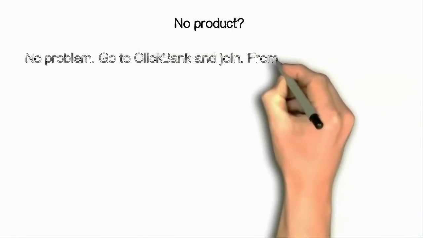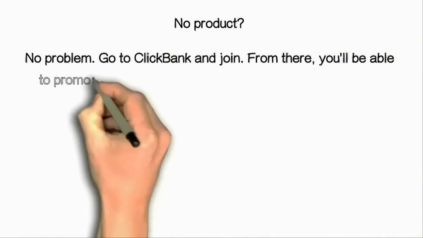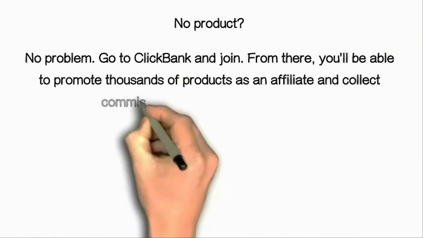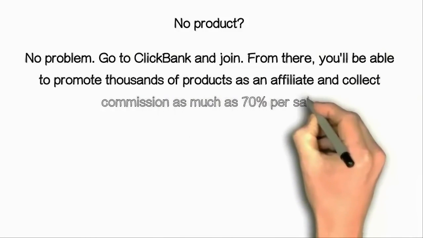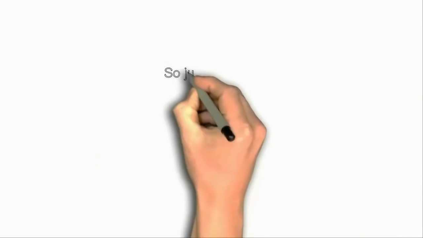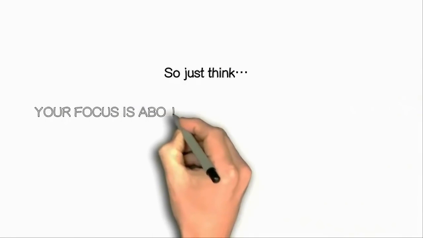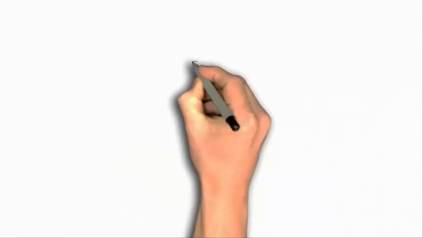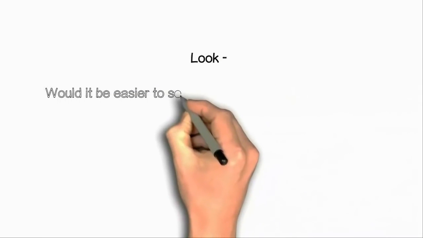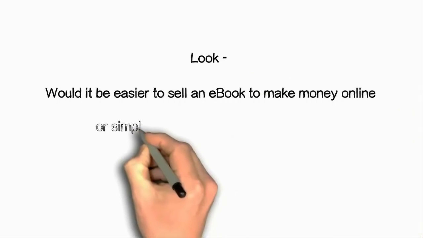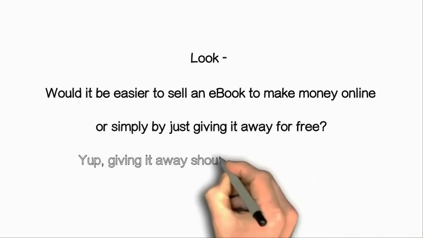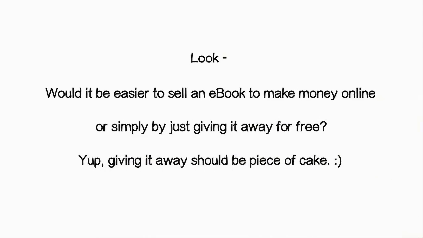No product, no problem. Go to Clickbank and join. From there, you'll be able to promote thousands of products as an affiliate and collect commission as much as 70% per sale. So just think, your focus is about giving away free content to make money online. Look, would it be easier to sell an ebook to make money online or simply by just giving away for free? Yep, giving it away should be a piece of cake.